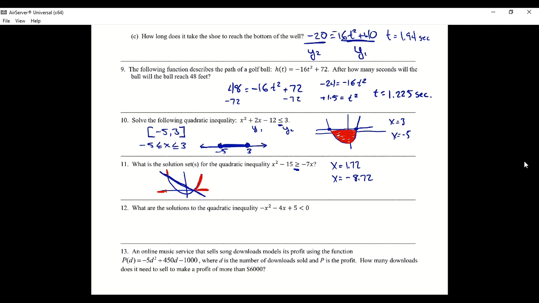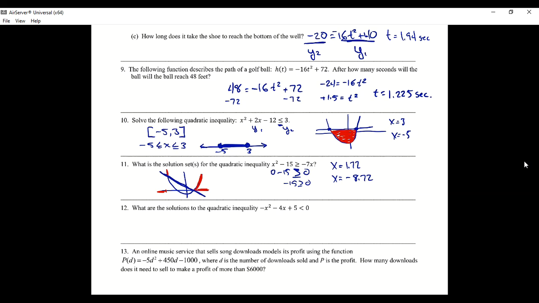And if you didn't realize this, you could plug in a 0. And we have 0 minus 15 greater than or equal to 0. So is -15 greater than or equal to 0? No, false. So it's got to be the outside intervals.